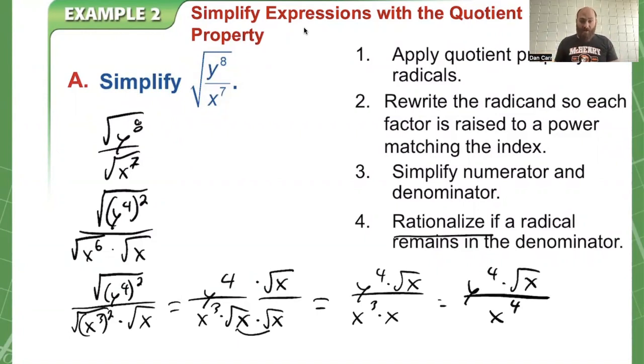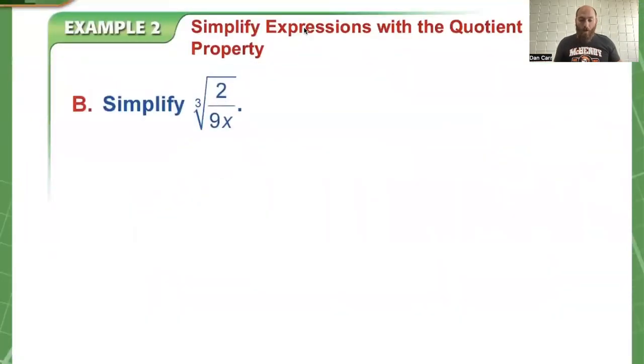Now you can take your own shortcuts here. I'm just showing the fact that first I want everything in terms of being raised to the second power. Then I can simplify those to these values and then rationalize the denominator if there's still a radical down there. Okay, so we'll do one more on this one. And now we're doing cube root.